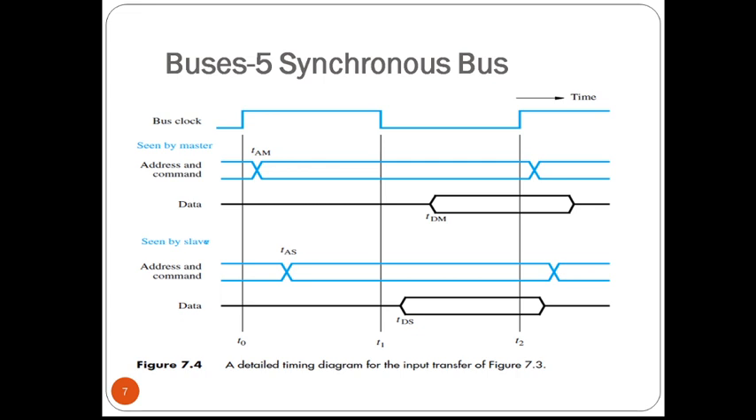At time T2 the master loads the data into its input buffer. Hence the period T2 minus TDM will be the setup time for the master's input buffer. The data must continue to be valid after T2 for a period equal to the hold time for that particular buffer. That much time the data will be held in that buffer.